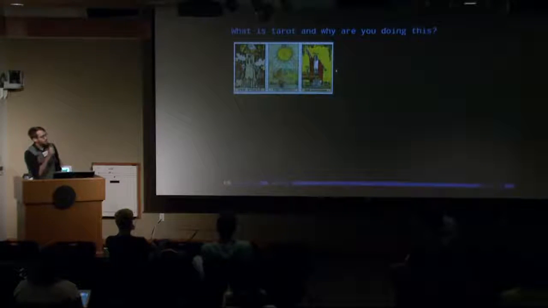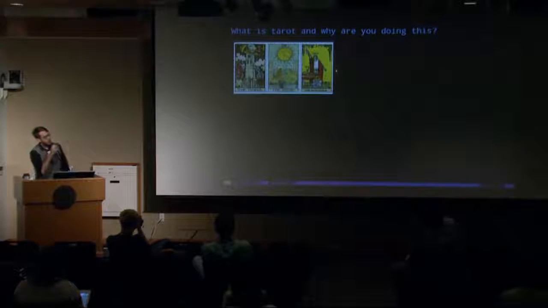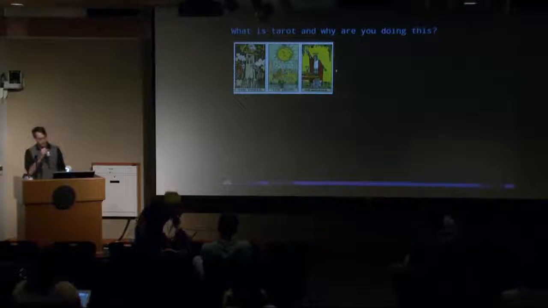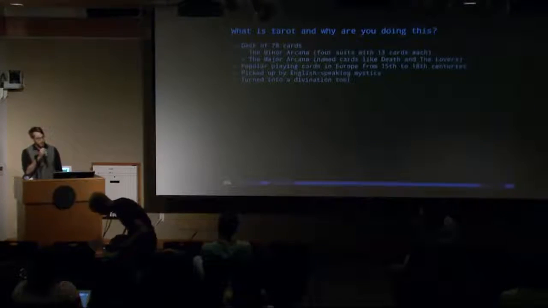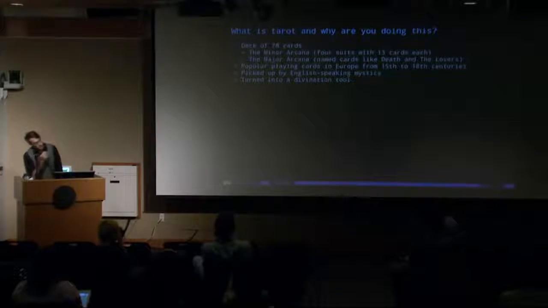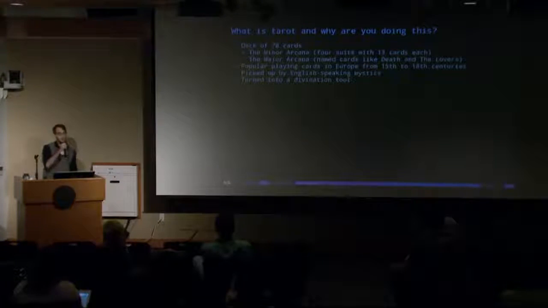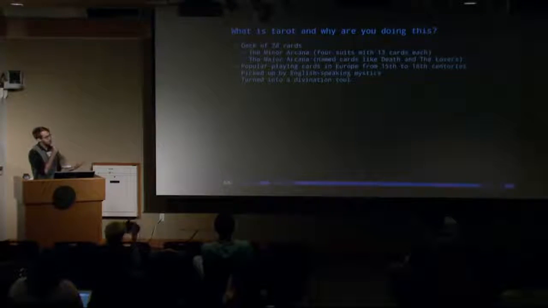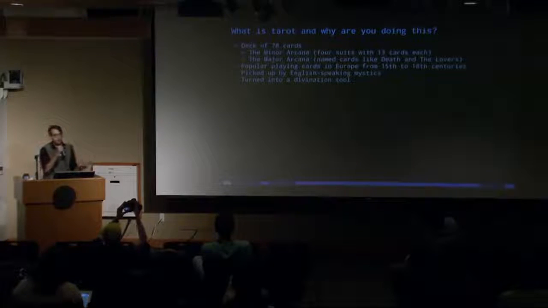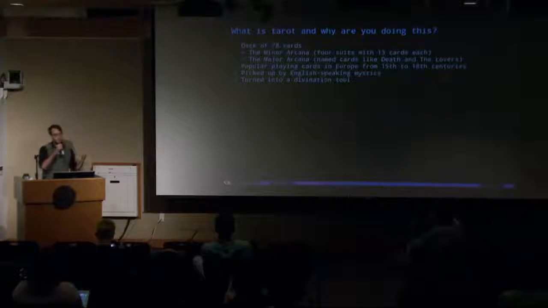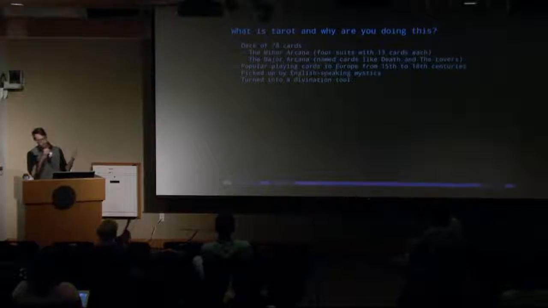So what is tarot? These are tarot cards. Tarot cards come in a deck of 78. And those 78 cards are split into what's called the minor arcana and the major arcana. The minor arcana consists of 4 suits with 13 cards each, and you can think of them a lot like, I always mess this up because I never use normal playing cards for anything, but like hearts and diamonds and spades and clubs, is that right? So it's much more exciting in tarot cards. We have swords and wands, and we have cups, and we have pentacles.